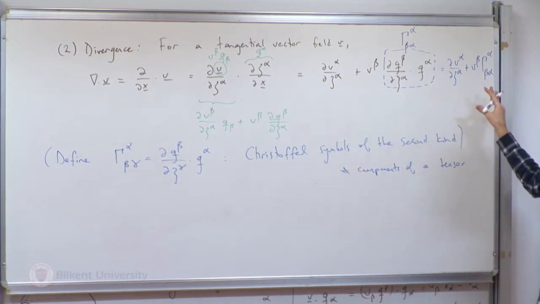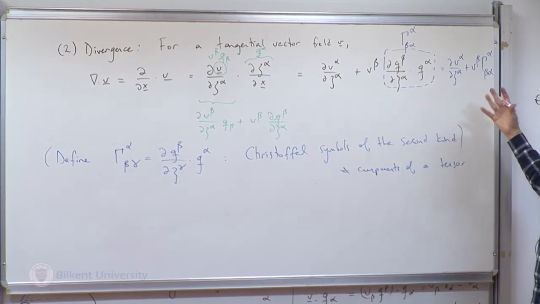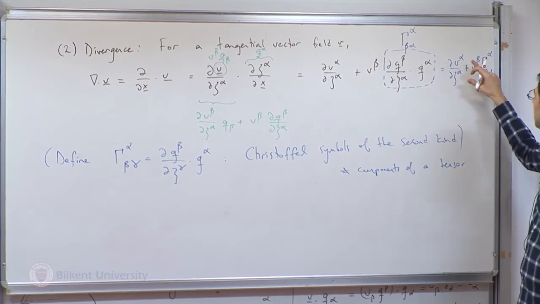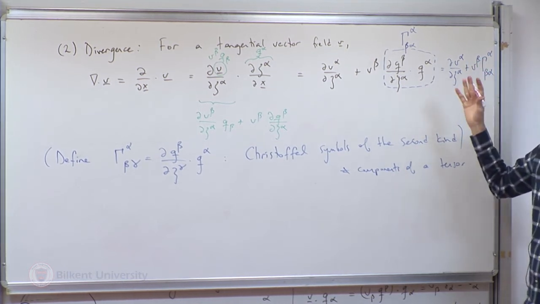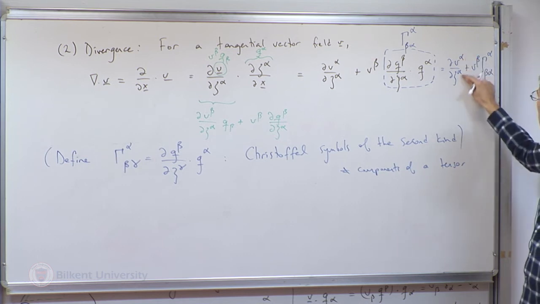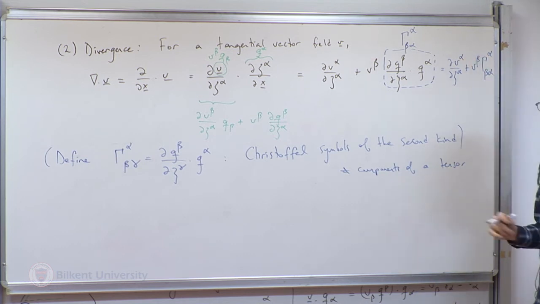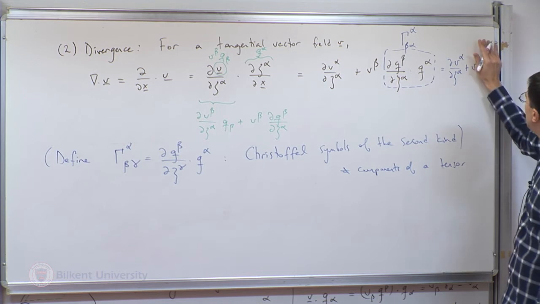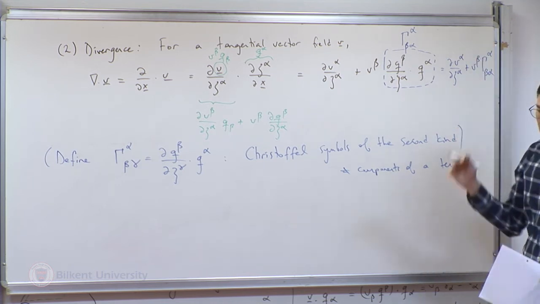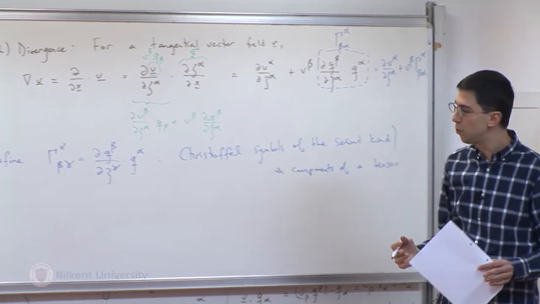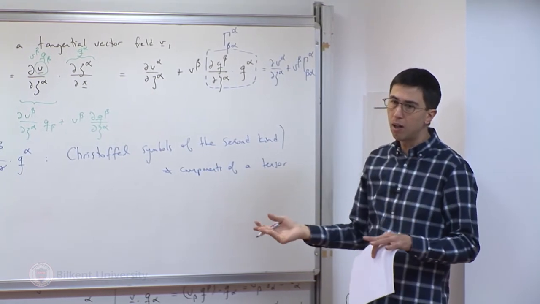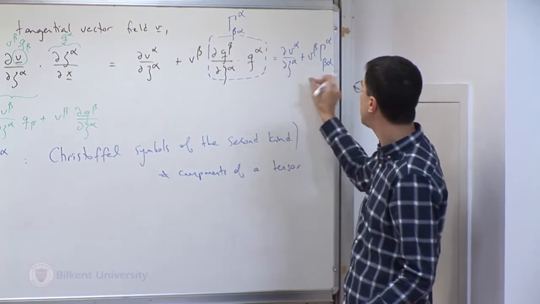Now, does it make sense? The result, it does. It does make sense in the following way. The divergence of a vector should be a scalar, so there should be no free indices. So there are no free indices. Beta and alpha, they are both summed over. But in 3D, we always had something like v^i comma i. So in this case, we might expect v^α comma α, which would be that term, but no, we get something additional.